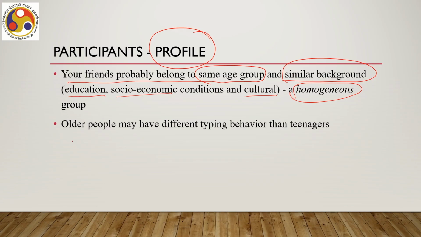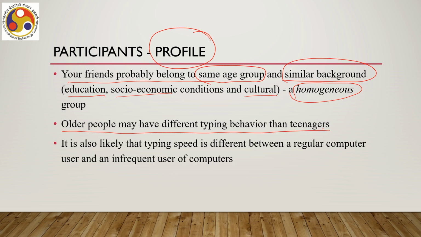However, if you are making a system to be used by a heterogeneous group of users, that is, who do not have similarity in their background, then the conclusion drawn for a heterogeneous group of users based on a homogeneous user subset will not be reliable. Older people may have different typing behavior than teenagers. It is also likely that typing speed is different between a regular computer user and an infrequent user of computers.